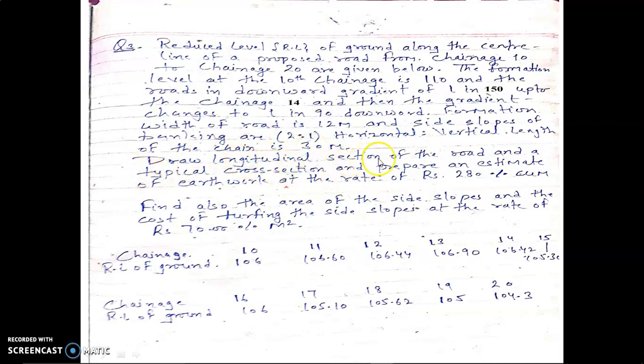Draw a longitudinal section of the road and a typical cross section, and prepare an estimate of earthwork at the rate of rupees 280 per 100 meter cube. Here percentage means per 100 meter cube. Find also the area of the side slopes and the cost of turfing. Turfing or pitching is the same thing. The side slope rate is rupees 70 per 100 meter square.